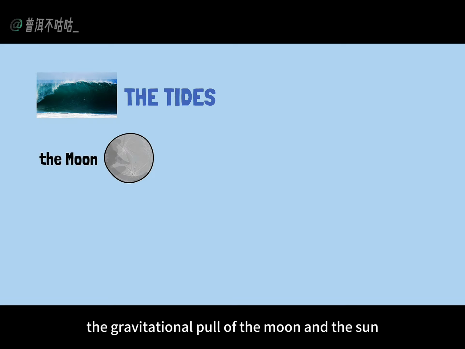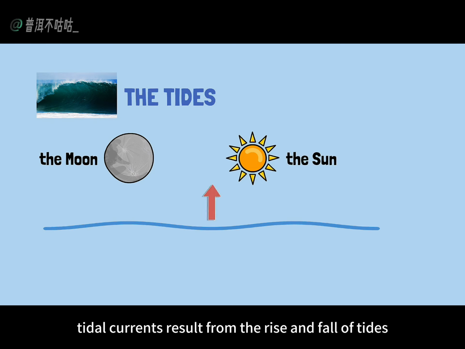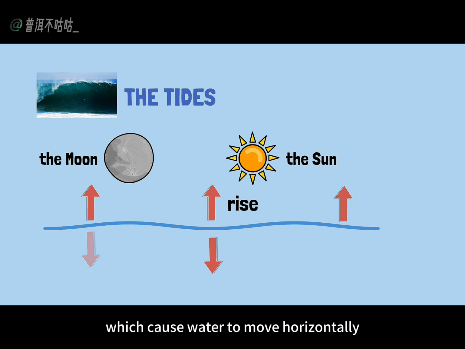And for the tides, the gravitational pull of the moon and the sun affects the movement of ocean water. Tidal currents result from the rise and fall of tides, which cause water to move horizontally in coastal areas.